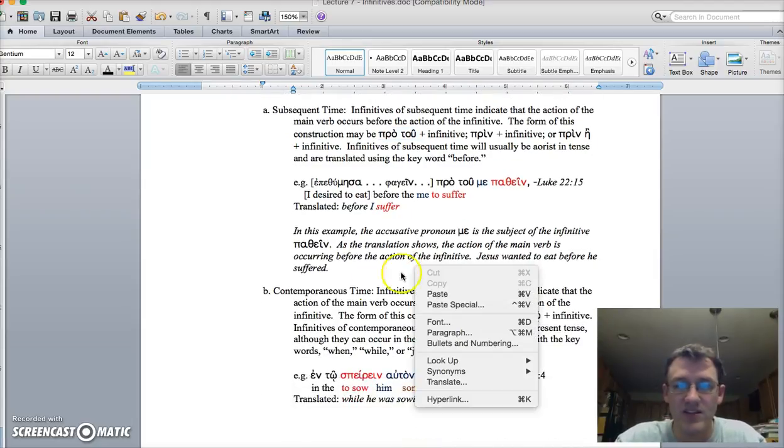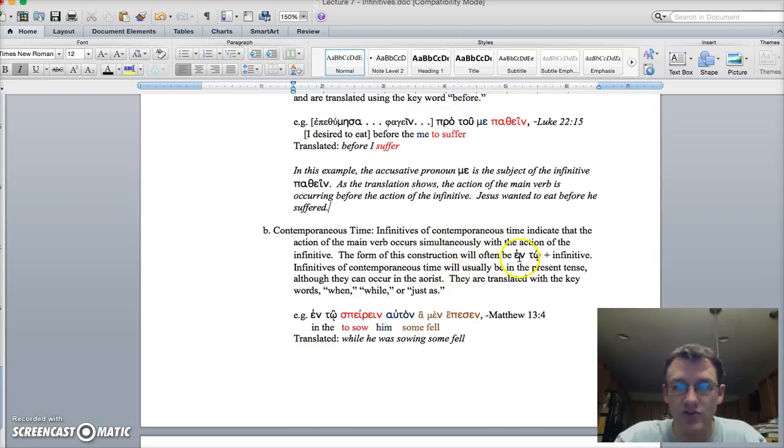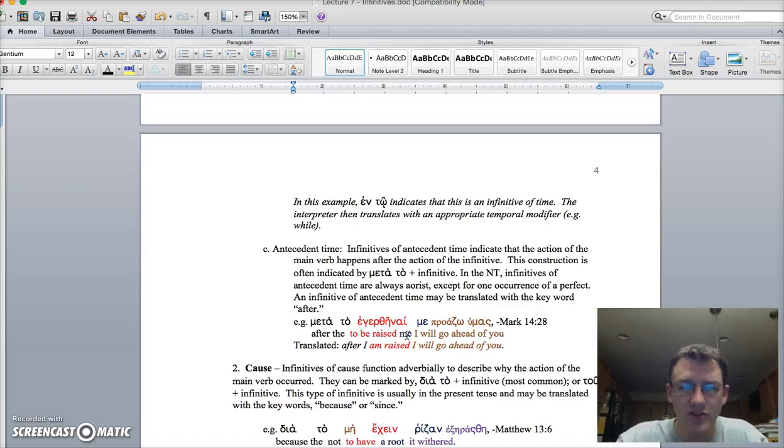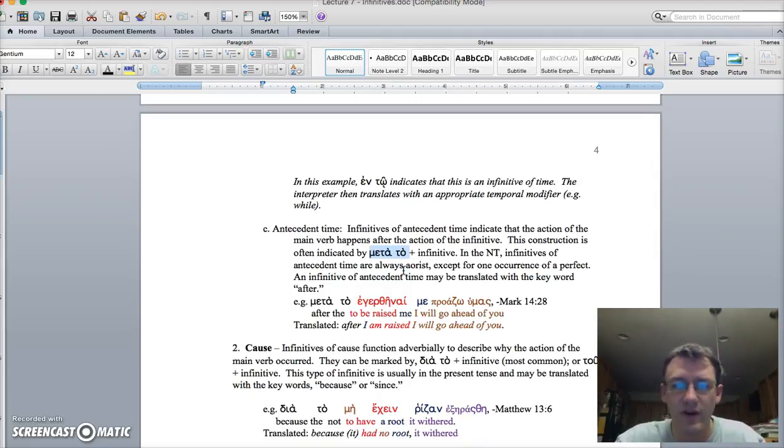Likewise, with contemporaneous time, you're looking for a particular construction. In this case, it's en tō plus the infinitive. And then, just like the participial form, it's when, while, or just as something was happening. So here, while he was sewing, en tō plus the infinitive plus the accusative form of the pronoun him gets turned into the subject: while he was sewing. All right? And then I'll let you look at antecedent time. That is just looking for meta to. You notice that there are clear forms being used here, and this is very helpful.